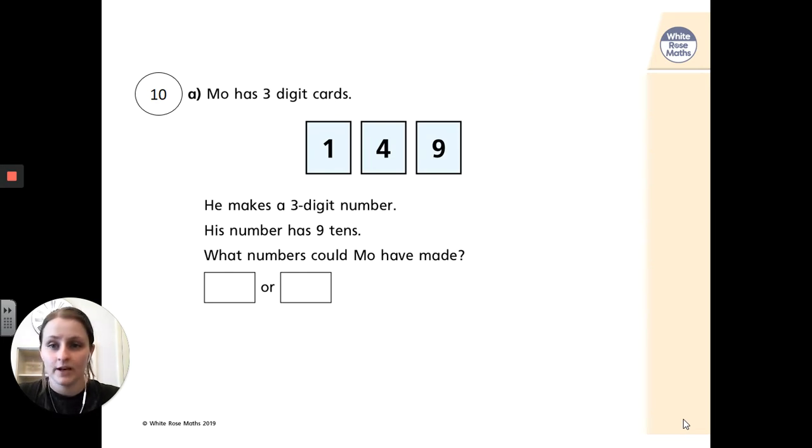Number 10. Mo has 3 digit cards. He's got a 1, a 4 and a 9. He makes a 3-digit number. His number has 9 tens. So both of those numbers have to have 9 tens. So what numbers could Mo have made? So use those digit cards. It has to be those 3 digits. And you have to have 9 tens. So what 2 numbers could he have made?